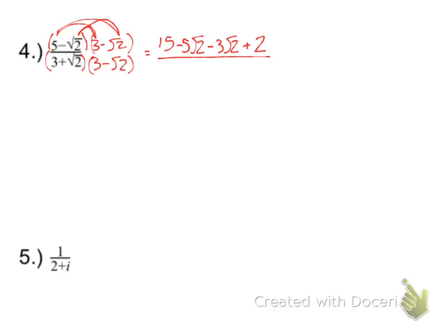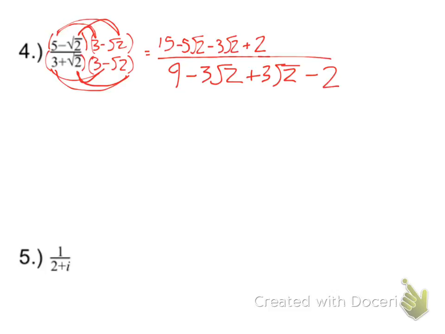Working on to the denominator. 3 times 3? 9. 3 times a negative square root of 2? Negative 3 square root of 2. Square root of 2 times 3 is a positive 3 square root of 2. And a square root of 2 times a negative square root of 2 is minus 2. What happens to the middles in the bottom? They cancel. What happens to the middles on top?